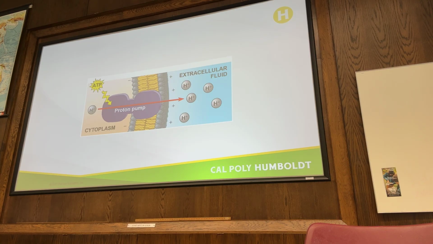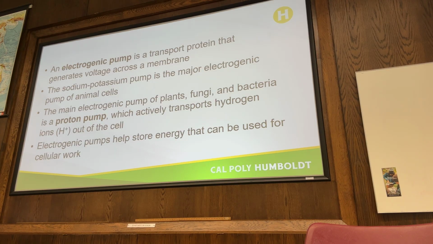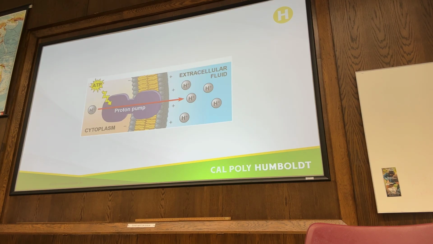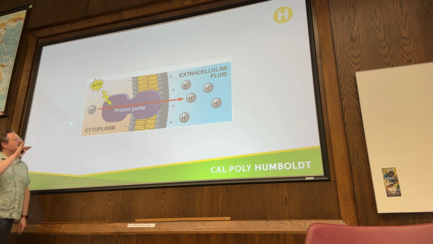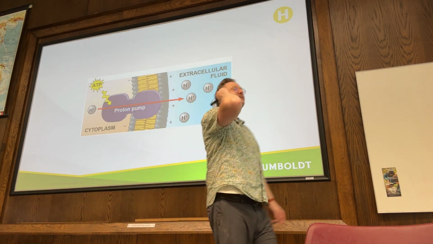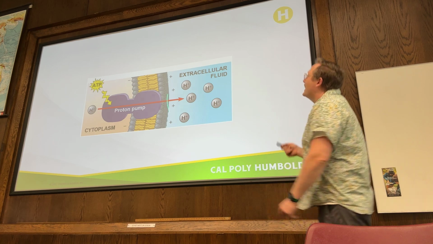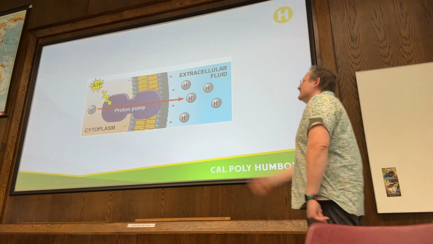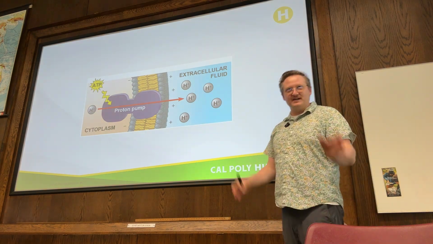This is still active transport, okay? And it still generates voltage. It still stores energy in a concentration gradient. So check this out. ATP gets consumed, protons get pumped. In this example, they're going from the cytoplasm to the extracellular fluid. You have a high concentration of protons here, and a low concentration of protons here.